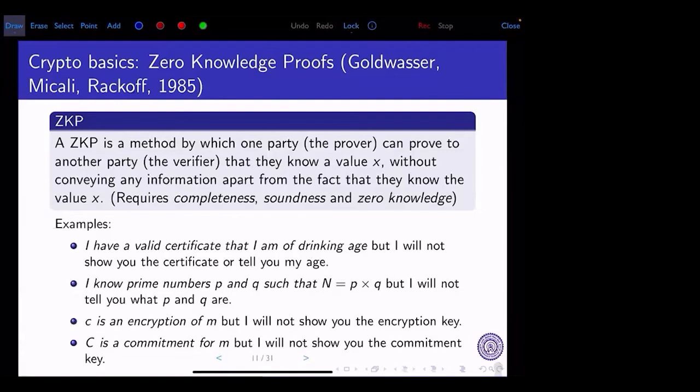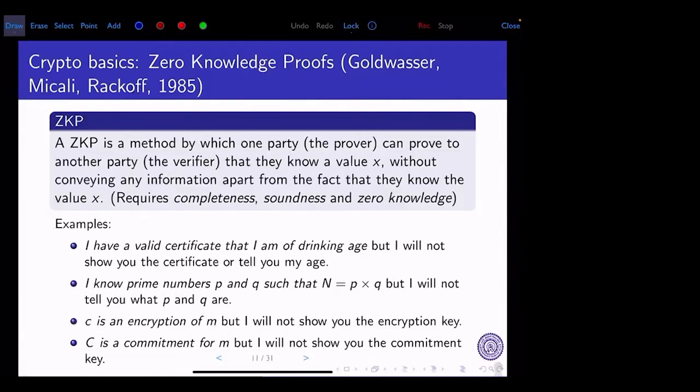Or C is an encryption of M, but I won't show you the key. I'll tell you that this is a ciphertext of a message M without showing you the key. Or this is a commitment for a message M, but I'll not show you the commitment key, yet give you a proof that this is a commitment of this message. So these are all zero knowledge proofs.